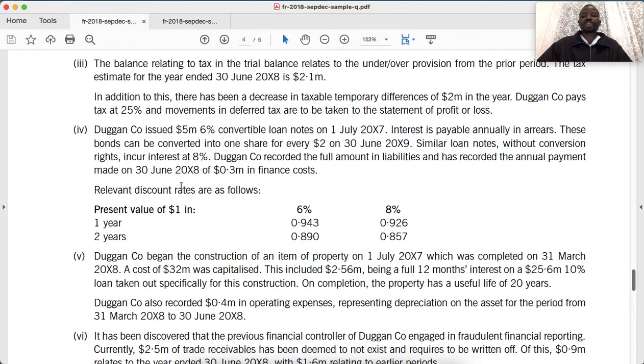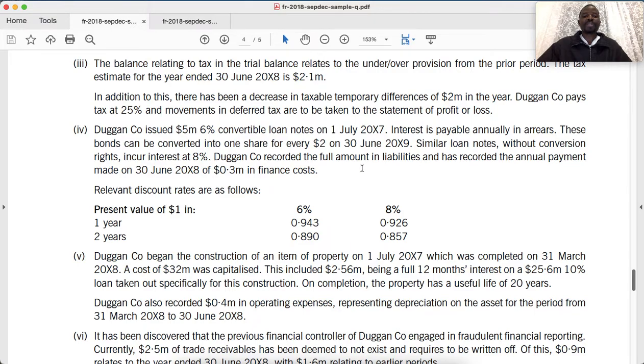Similar loan notes without conversion rights incur interest at 8%. This is our effective interest rate that we use to get our finance cost. And also this is the rate that we will use to discount, not the coupon rate that is on the loan notes.